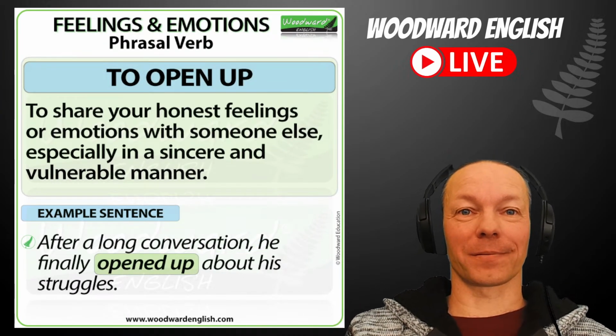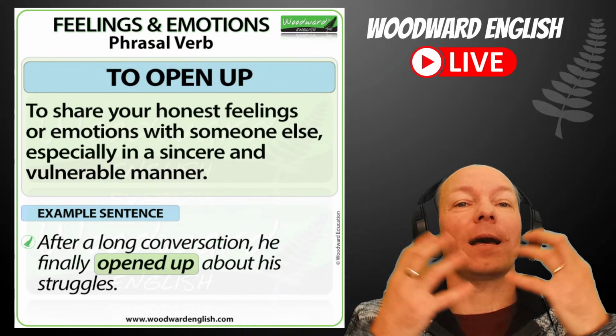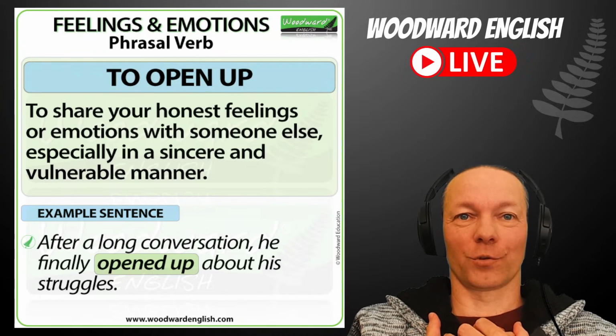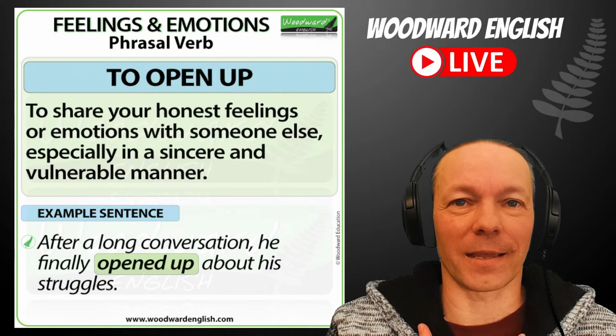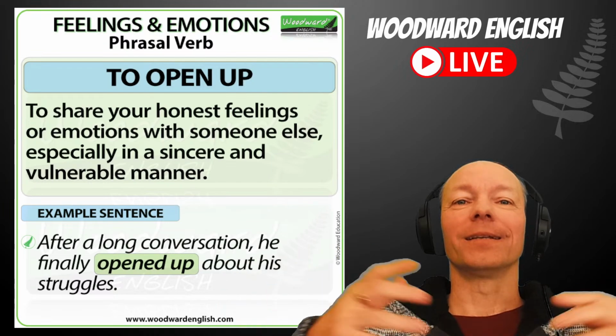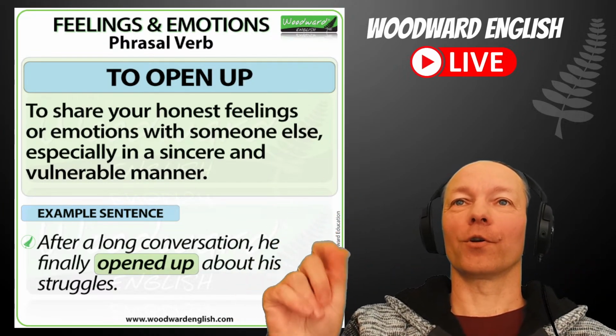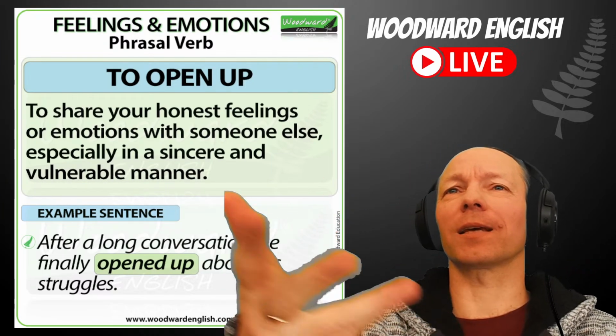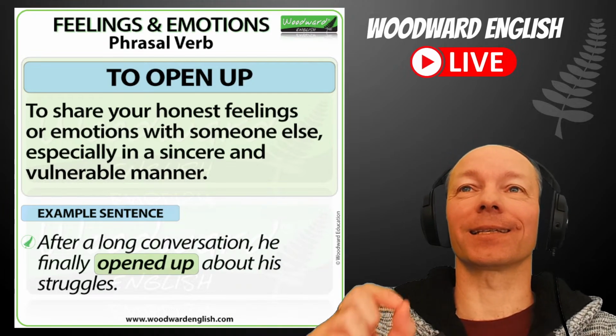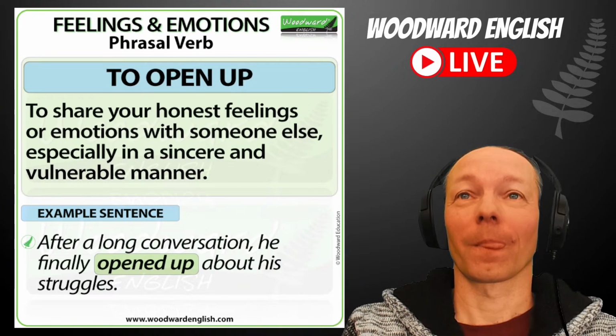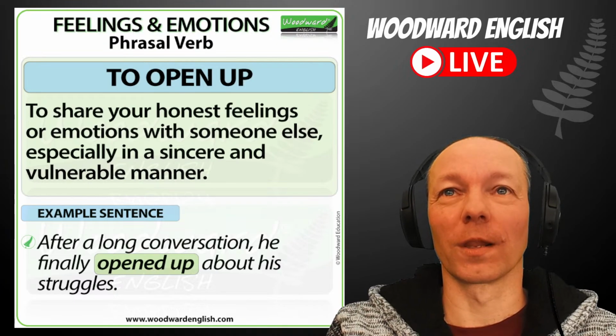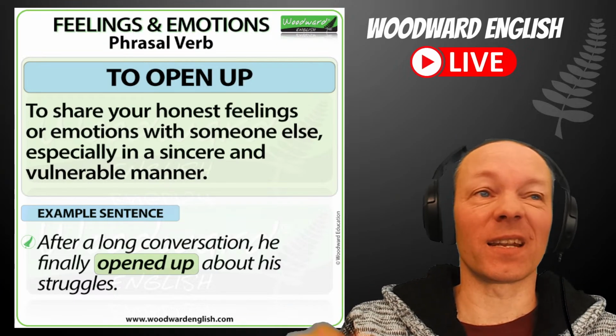To open up. So to bottle up is to keep it all inside, and to open up is to share your honest feelings or emotions with someone else, especially in a sincere and vulnerable manner or way. Manner is like saying way.